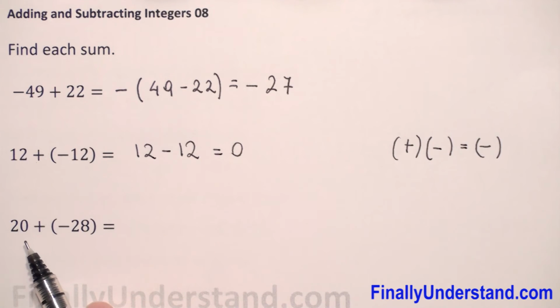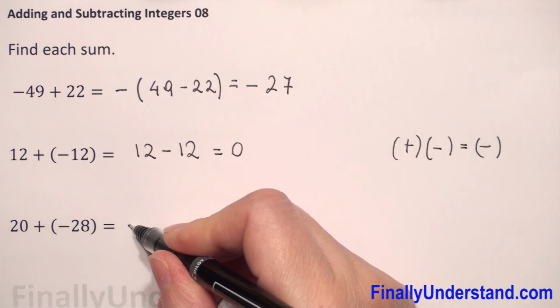Another example. We have addition of two integers with different signs. When we don't have a sign, it's always positive. So we have positive 20 plus negative 28. First, we check which number is greater. 28 is greater than 20. Before 28, we have a negative sign.